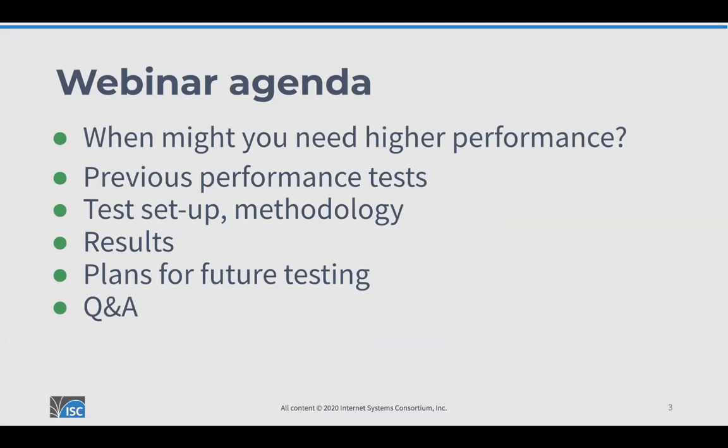So what are we going to talk about today? We're going to talk about cases where you might need more DHCP performance. We're going to talk about some of our previous performance tests, specifically with Kea. Wlodek's going to go into really good detail in terms of what our test setup is and has been, and what methodology we're using and what tools. Obviously, we're going to present some results that I'm pretty excited about, and then we'll talk about plans for future testing, and then we'll take any questions that you might have.